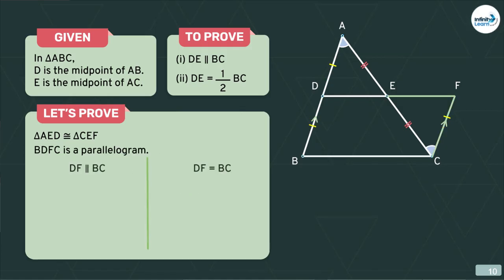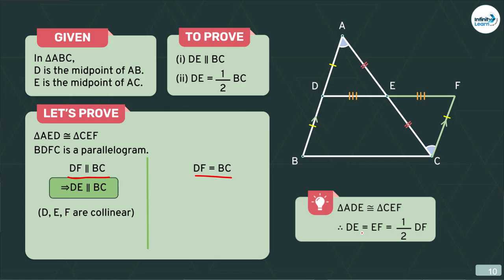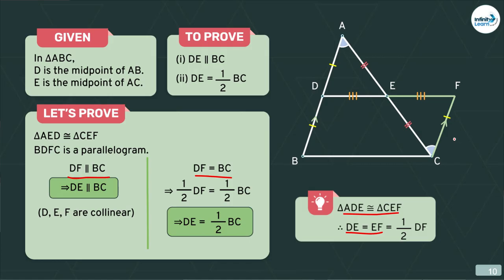Now, BDFC is a parallelogram, so I can say that DF is parallel to BC and DF is equal to BC. We also know that triangles AED and CEF are congruent. I can say that by CPCT, DE is equal to EF. So how can I write it? See here, DF is equal to twice of DE. I can write that, yes or no?